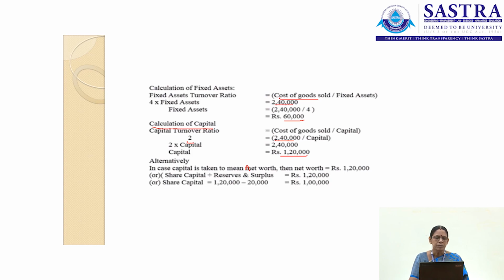What is your net worth? Share capital plus reserves and surplus is equal to 1,20,000. Share capital is equal to 1,20,000 minus your 20,000 will give you 1 lakh. Reserves is 20,000. We are deducting reserves from your total net worth. So we arrive at the share capital.